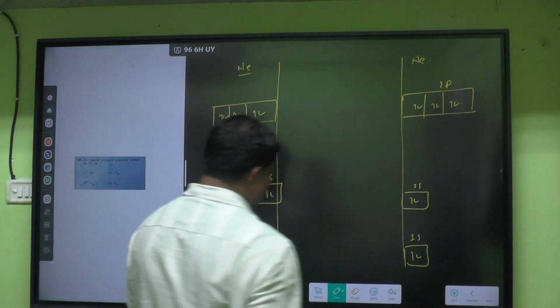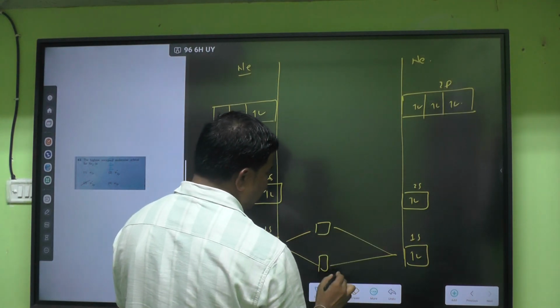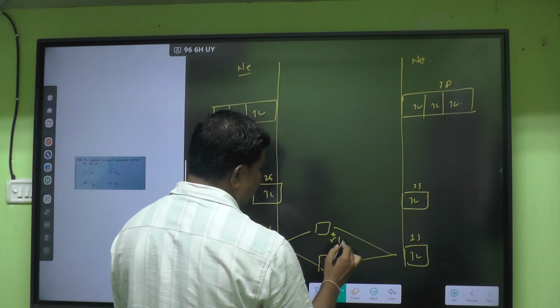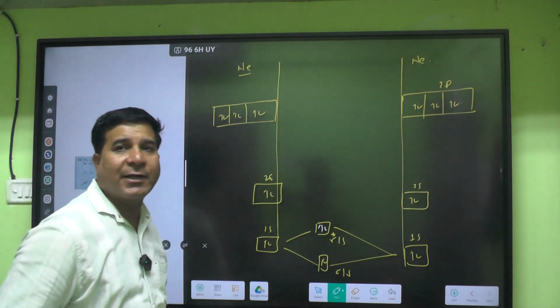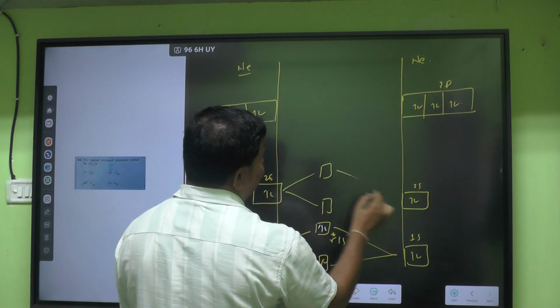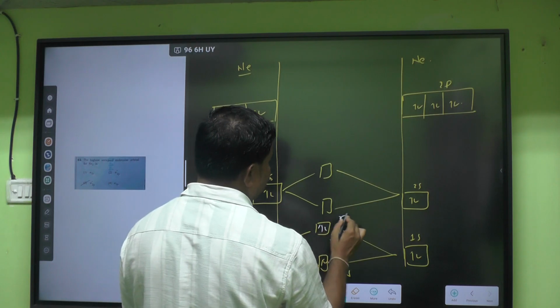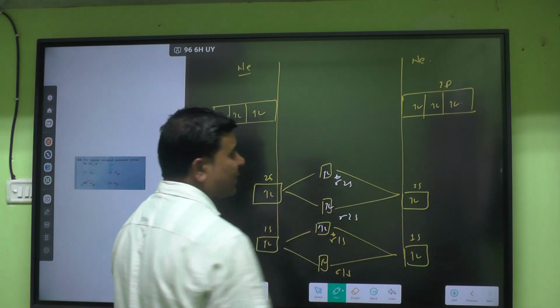Now it's bonding and anti-bonding. Here sigma 1s is bonding and sigma star 1s is anti-bonding. 2 electrons are filled here and 2 electrons here, completely filled. Now the 2s bonding and anti-bonding orbitals: sigma 2s and sigma star 2s, with 2 electrons present in each.